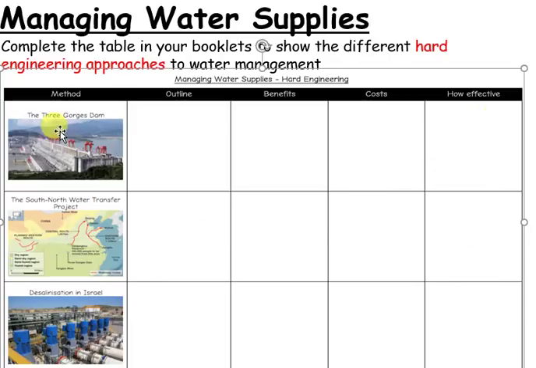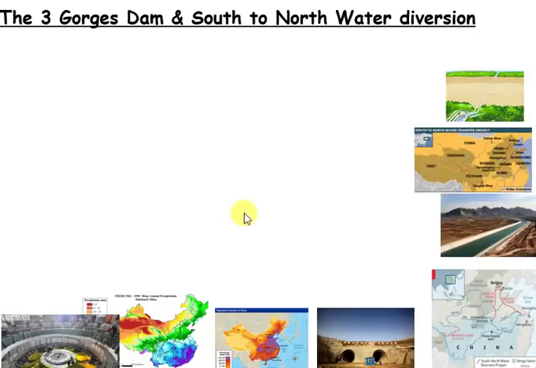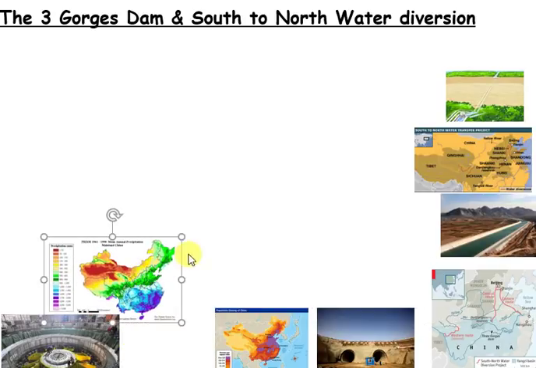So the three case studies: Three Gorges Dam, China. The South-North Water Transfer Project, China, and desalination in Israel, but also other OPEC countries. So you can do it as a table, or lay it out however you want, really. But I'm going to email you the rest of the pages in your booklet if you want to use those. Right then, Three Gorges Dam. Let's have a look at China first of all. So let's have a look at these two maps.